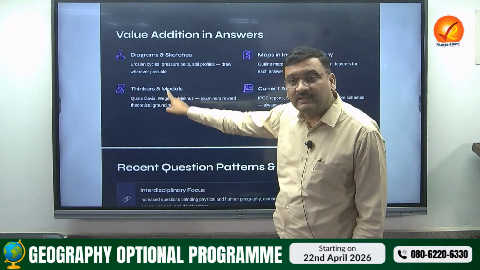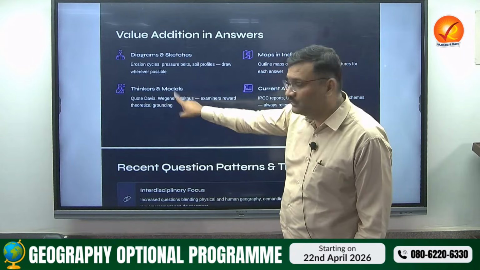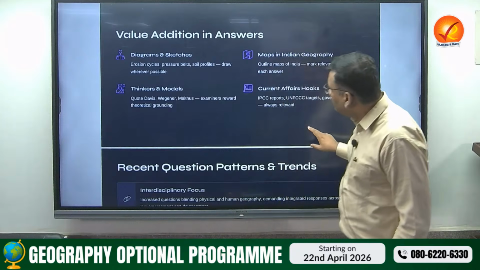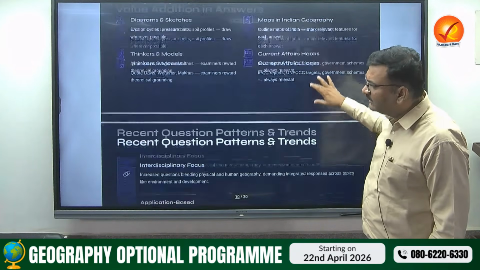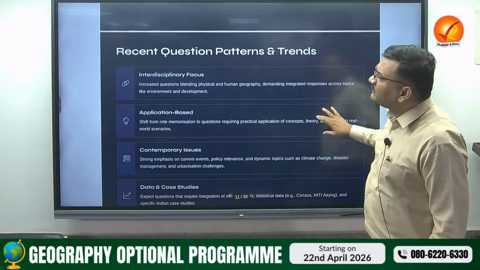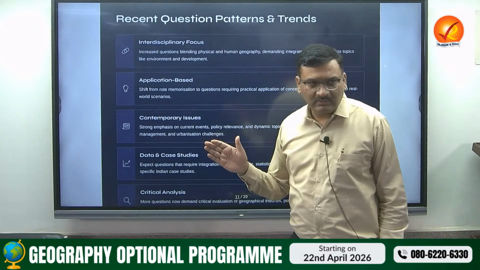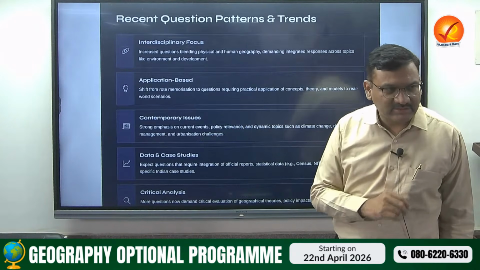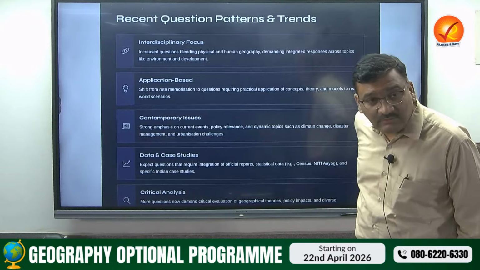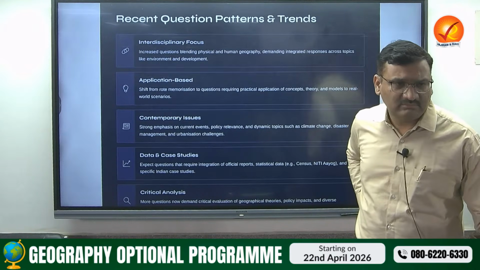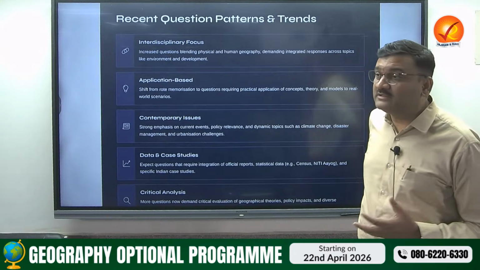If you want to show that no, I am not writing for GS, I am writing for optional, then you have to look at these things also. And last is integration, wherever possible, integrate with current affairs, right? तो अगर आप ये देखेंगे last 20 years, what has changed in geography as a trend of questions? Look at last 10 years, what has changed from 2015 से अभी तक क्या change हुआ है?